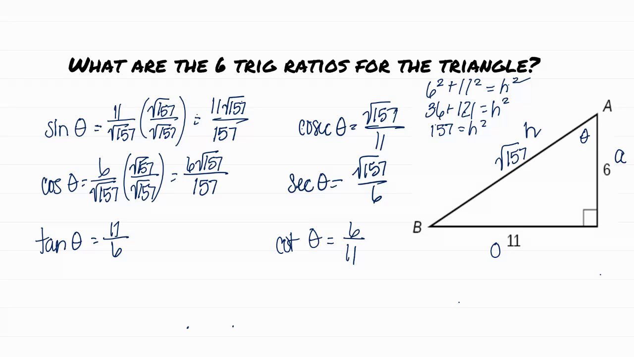So the 6 trig ratios are pretty easy to find, especially once you remember which ones go together. So sine and cosecant, cosine and secant, tangent and cotangent, and if you can label the sides of your triangle correctly. Remember that it's from the vantage point of the theta. So if you were standing here, which side would be opposite? 11. Which side would be next to you, or adjacent? 6. And the hypotenuse is always the slanted side, the side that does not touch the right angle. Okay. So there's your intro to the 6 trig ratios.